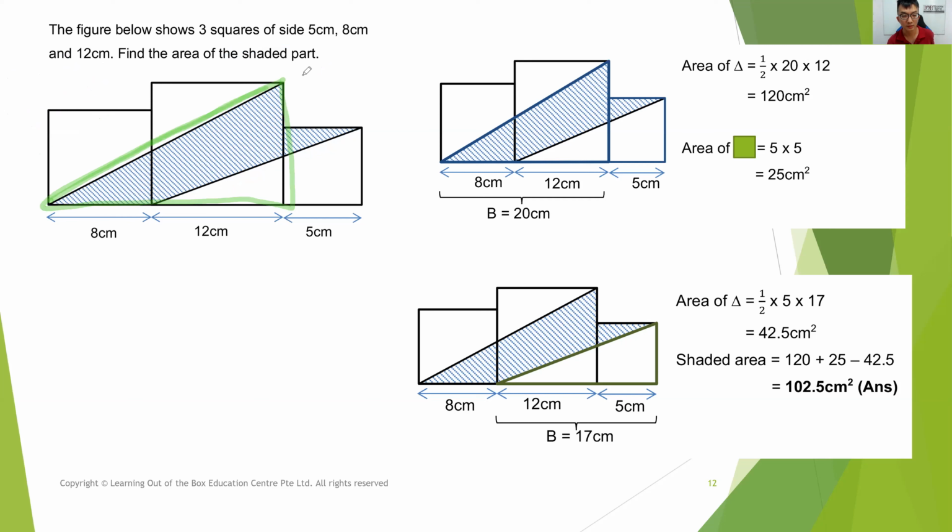This is the triangle. Yeah, this is the triangle. And this big figure is made out of one triangle and one square. Okay, so do not jump step. Find the area of the triangle, then you find the area of the square.